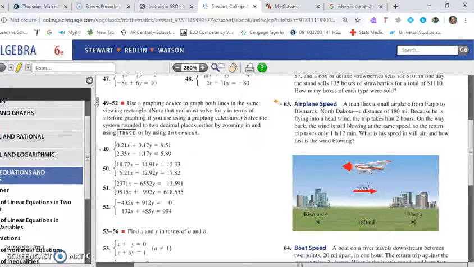All right, this is from section 5.1. We're going to look at some word problems. The word problem we're looking at today is number 63.